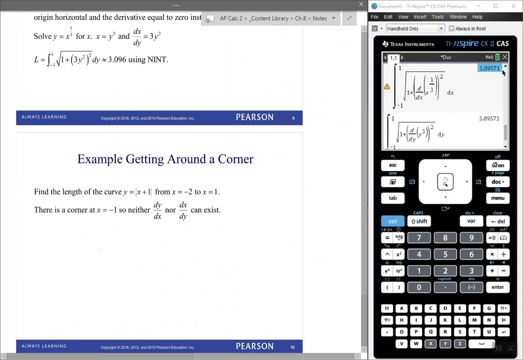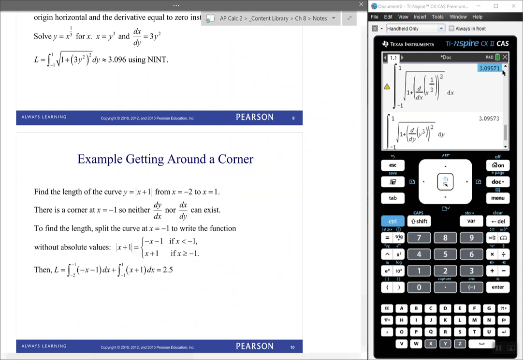The other example here is getting around a corner. So this would be an absolute value, and the derivatives don't exist at that corner. So what we'd have to do with this function, and this is actually really easy because they are linear pieces, we'd have to break this down into a piecewise function, and that's something that we did very, very early in the year with looking at the corners as points of discontinuities on derivative equations.